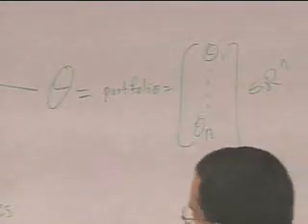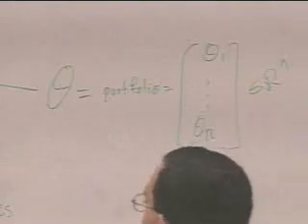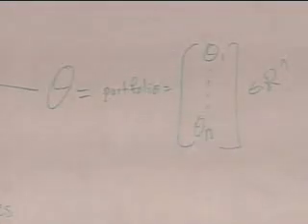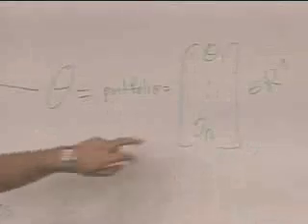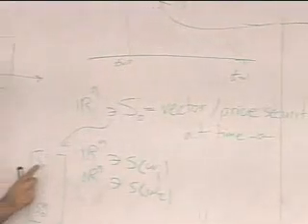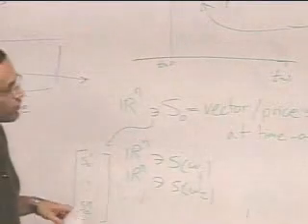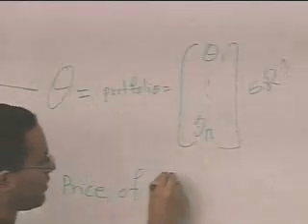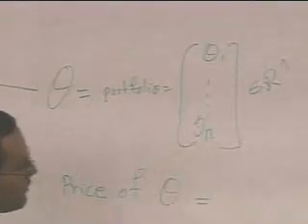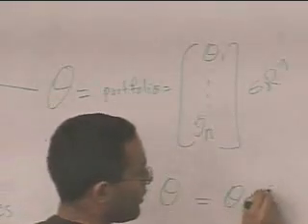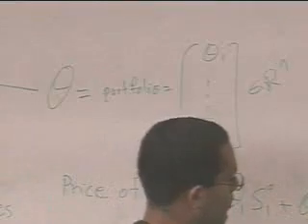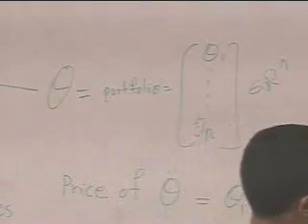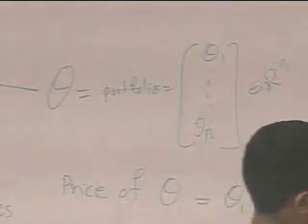Now, the first thing is, what's the cost of a portfolio right now? Let's understand. This is the portfolio, and these are the prices. Let's forget this notation and stick with this one, which is S. So S01 to S0n are the prices. The price of the vector theta would be theta 1 S01 plus theta 2 S02 plus theta n S0n. So this is how much you have to pay to get this portfolio.